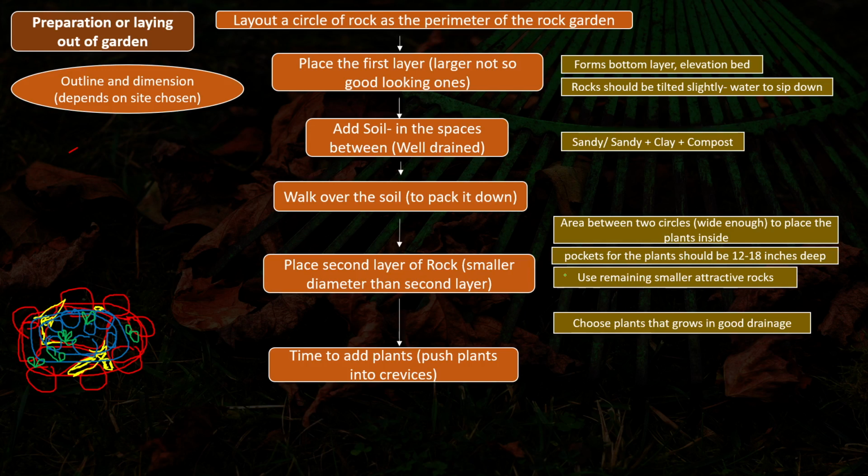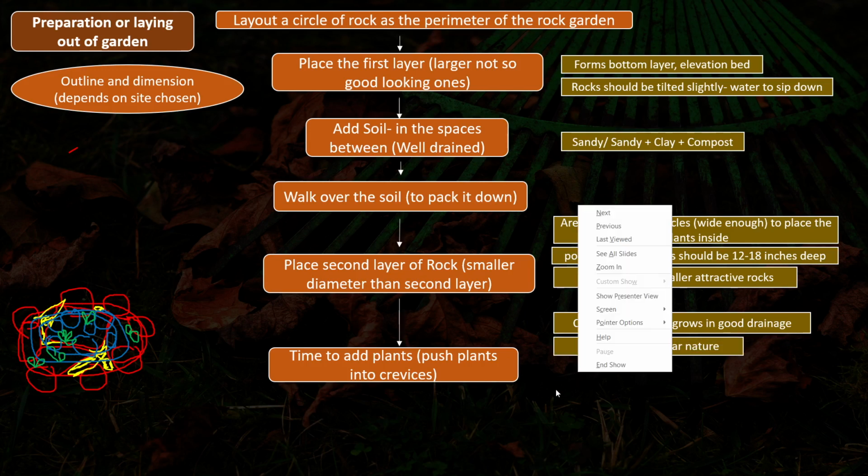So the space, that is the pocket for the plants where you have to place the plants, should be 12 to 18 inches deep at least, right? So the crevices should be 12 to 18 inches deep, and in all that area you can push your plants inside.